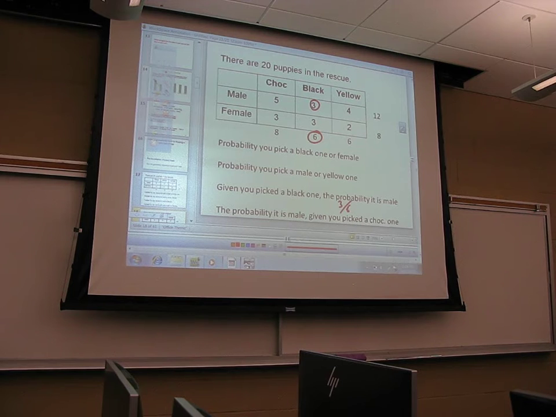Henry, you got it? Given this chocolate lab, so what did you say it was? 5 out of 8. Yep, so there's 8, and 5 of them are male, so 5 out of 8. Good?